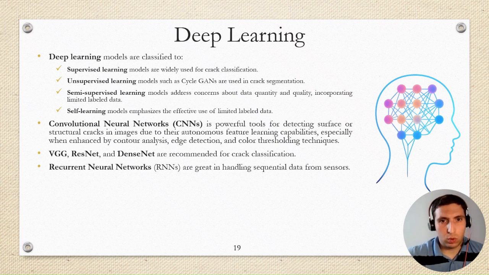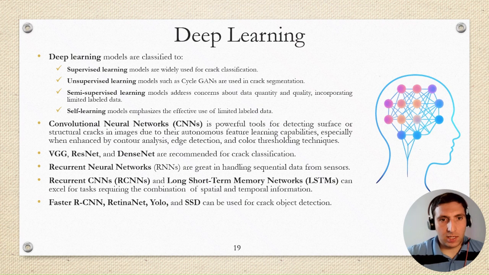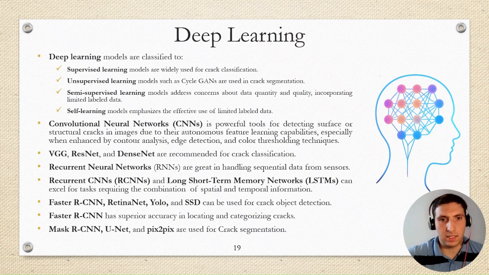Recurrent neural networks (RNNs) are great in handling sequential data from sensors. Recurrent CNNs (RCNNs) and long short-term memory networks (LSTMs) can excel for tasks requiring the combination of spatial and temporal information. Faster RCNN, RetinaNet, YOLO, and SSD can be used for crack object detection. Faster RCNN has superior accuracy in locating and categorizing cracks. Mask RCNN, UNet, and pixel-to-pixel are used for crack segmentation.